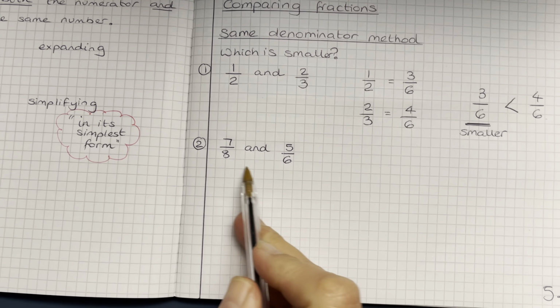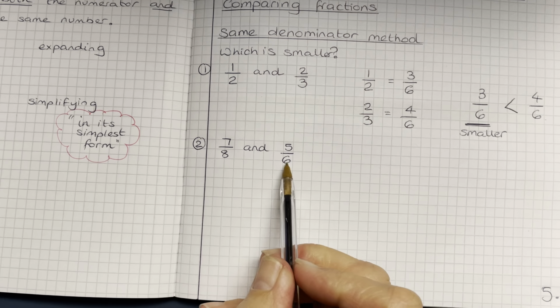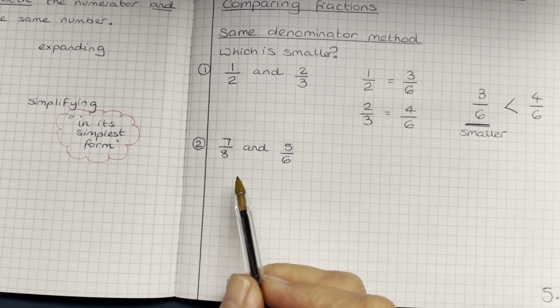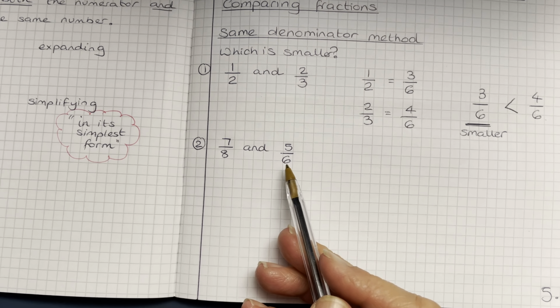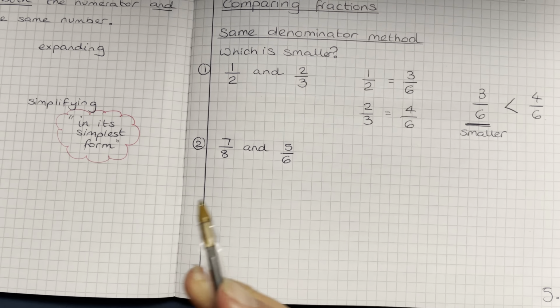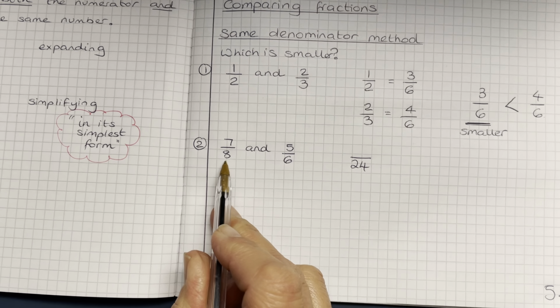We could multiply the denominators together and create what we call a common denominator. But what we want to try and find is the lowest common denominator, just like we did lowest common multiple earlier. So we need to count up in our 6 times tables until we get a multiple that's also in our 8 times tables. So 6, 12, 18, 24, 8, 16, 24. So my denominator is going to be 24.